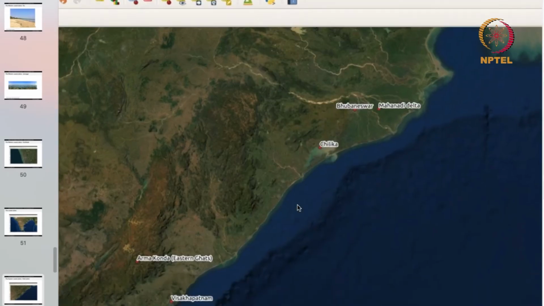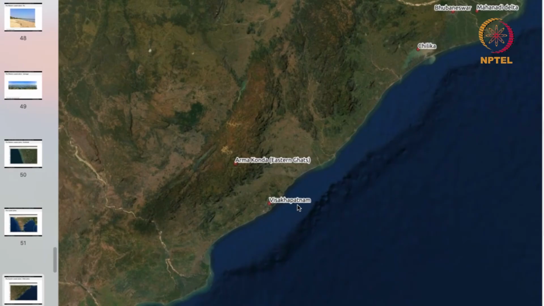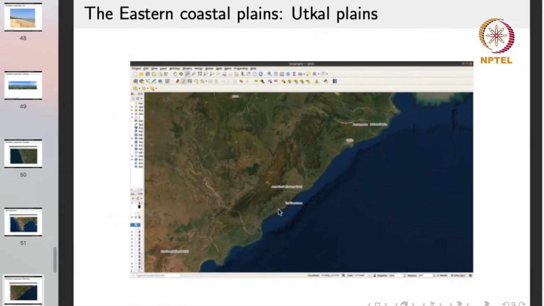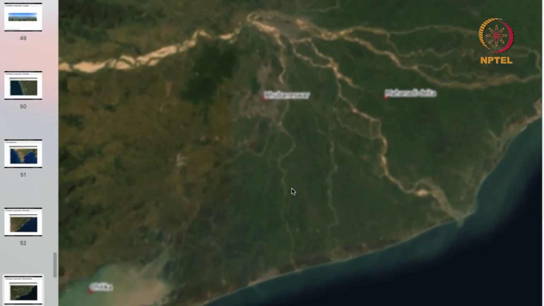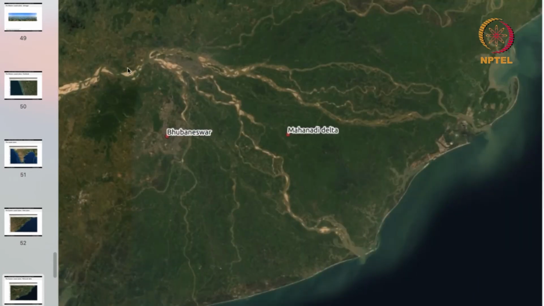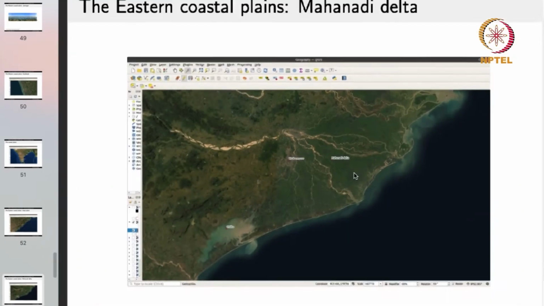This is a brackish water lake, a salty water lake. We have the town of Visakhapatnam. If you look at this Mahanadi delta, we can observe that the river Mahanadi is breaking up into a large number of distributaries, and there is a large amount of sediment that has been deposited in this area.